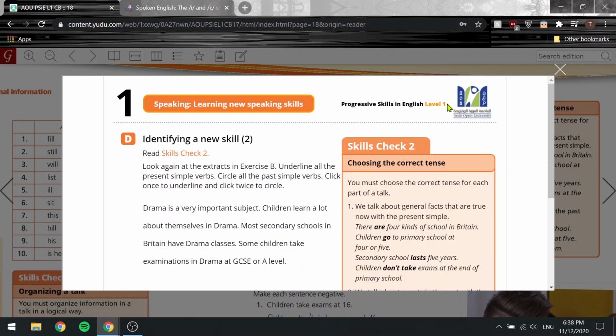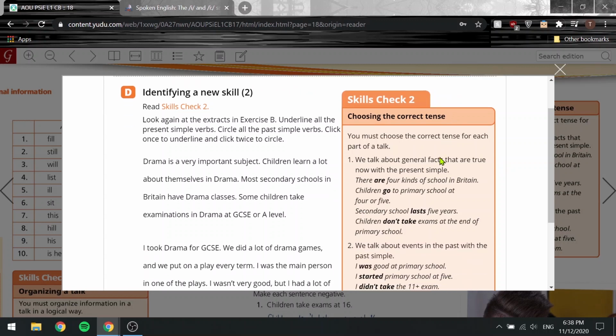So what we have here is you must choose the correct tense for each part of the talk. Okay, so when we're talking about general facts, we generally use the present simple. So think of the present simple as are, is, learn, take, have, don't take, lasts. All of these are examples of the present simple.